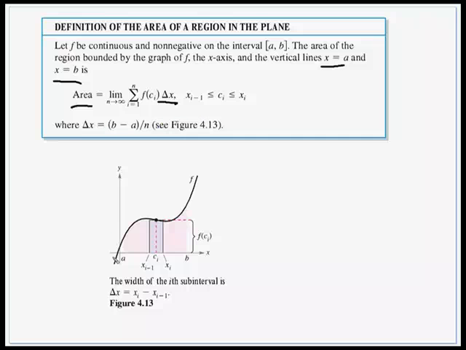See the figure. Here's our curve. We want the width of the ith subinterval here. Delta x is x sub i minus x sub i minus 1. And our rectangles are going to have the height f of c sub i. Whatever f value we plug into the function will give us the height at that point.